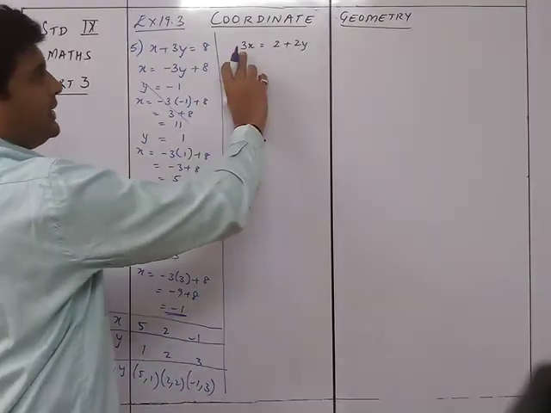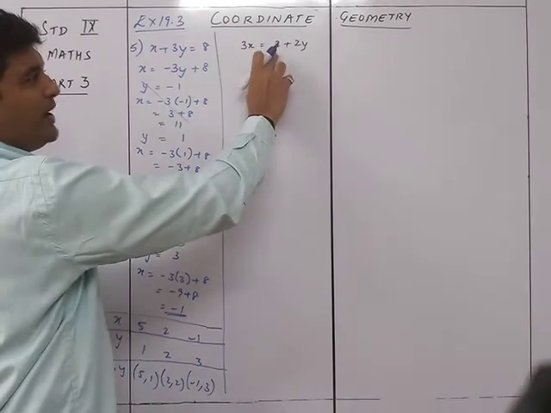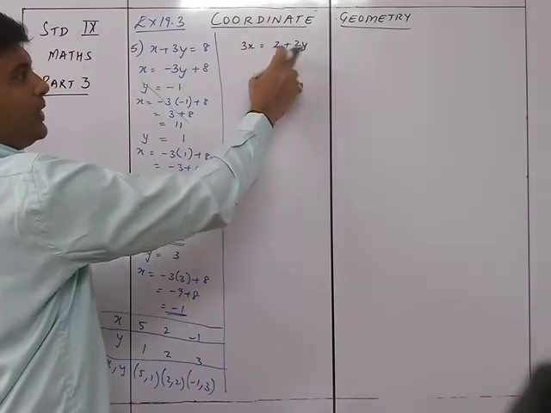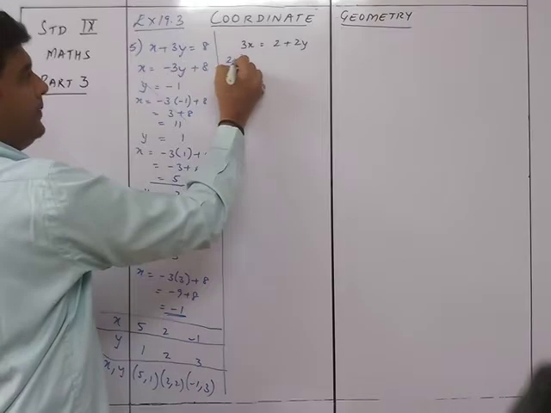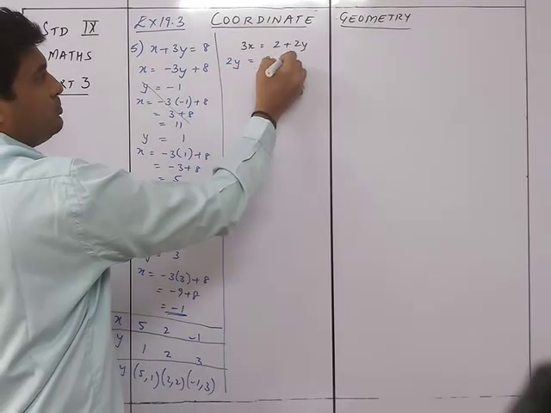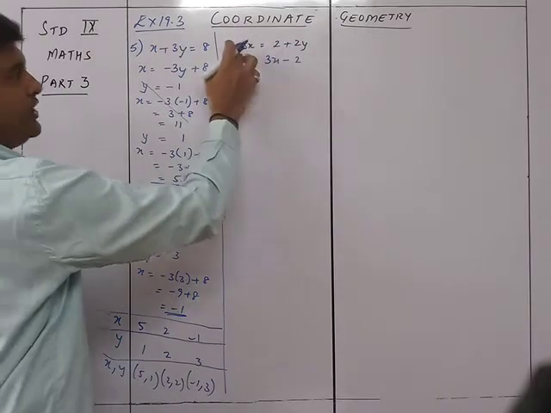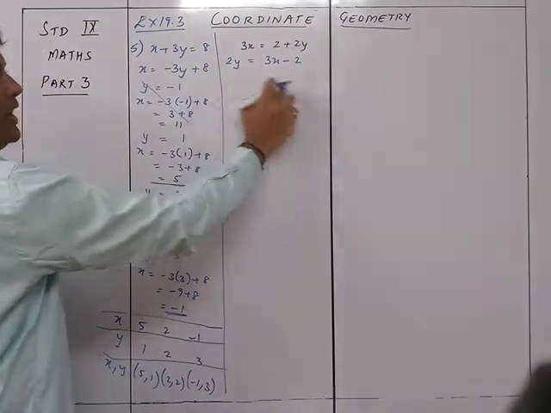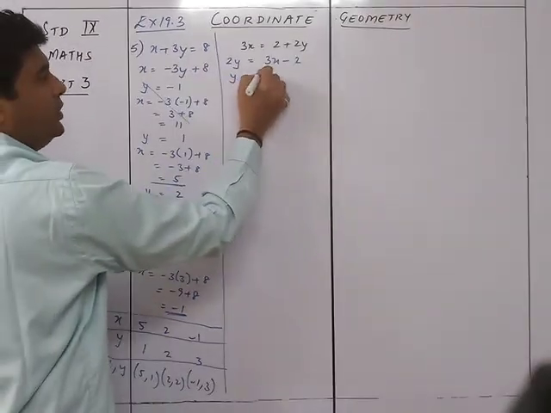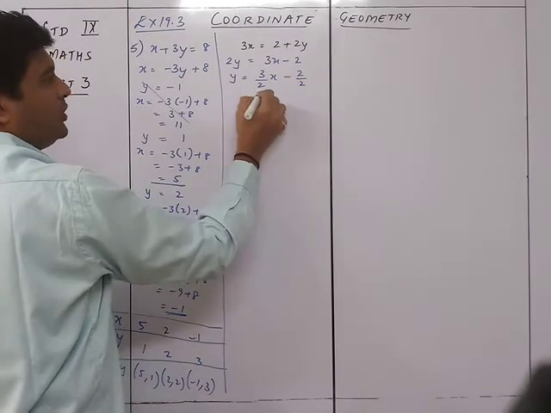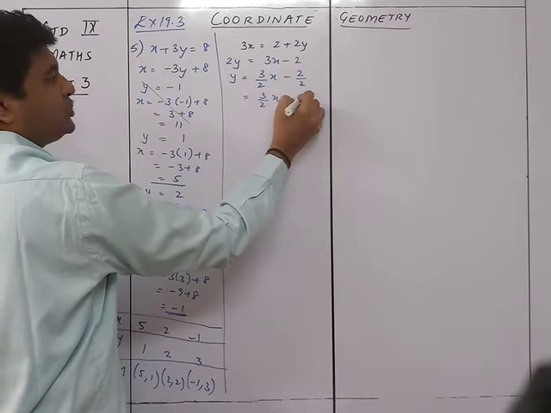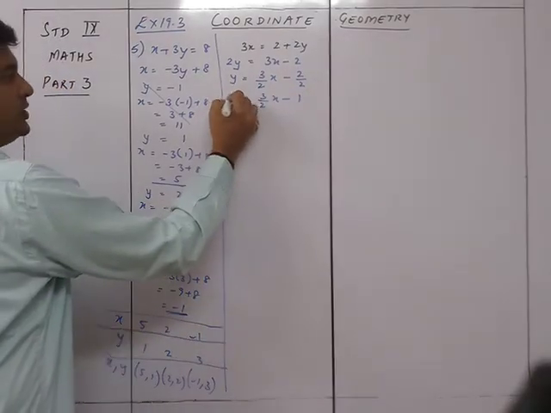Now you can see that if I take 3 over here, then I am going to get a fraction. So instead of that, I'll keep 2y here and bring the rest over here. So it will be 2y is equal to 3x minus 2. Now bringing the 2 over, y will be equal to 3 upon 2x minus 2 upon 2. So that will be equal to 3 upon 2x minus 1. So this is simpler now.